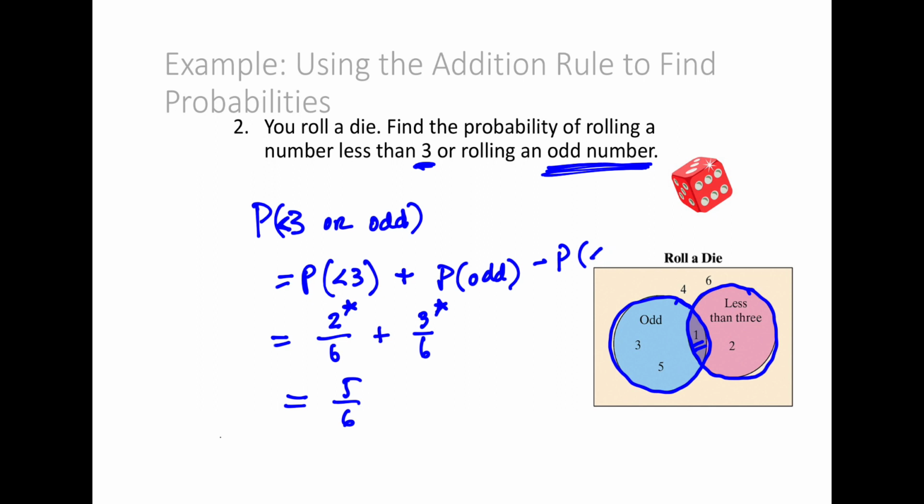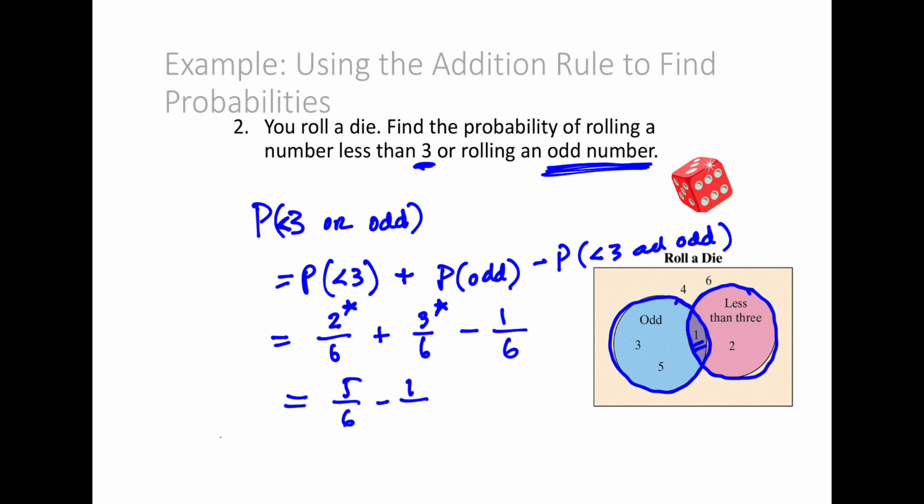So we're going to put less than 3 and odd. Well, 1 is less than 3 and it's odd. And so I need to subtract 1 out of 6. There is one number, and it's a 1, that is less than 3 and at the same time is odd.